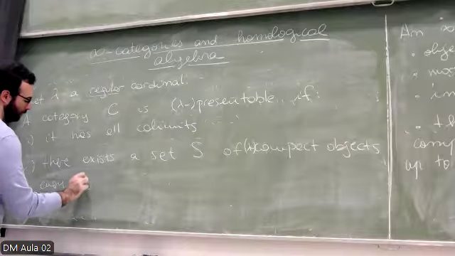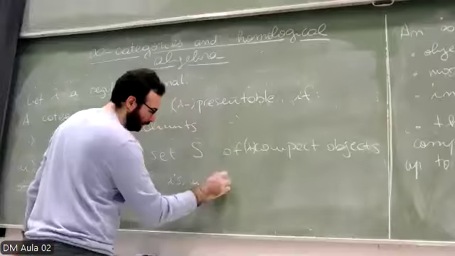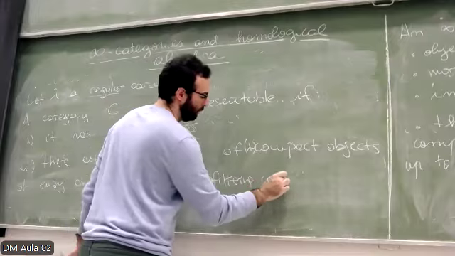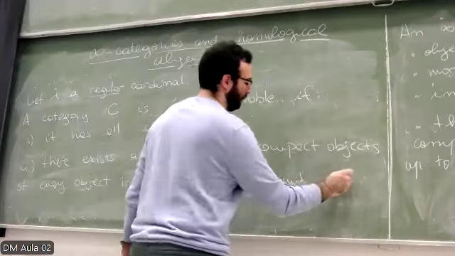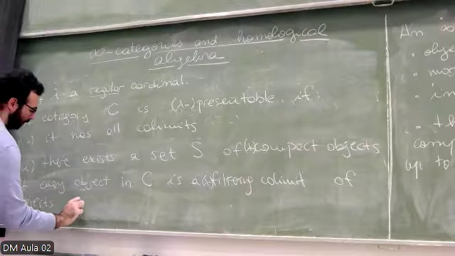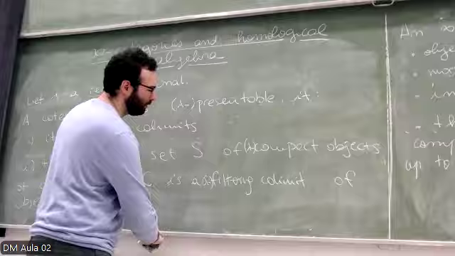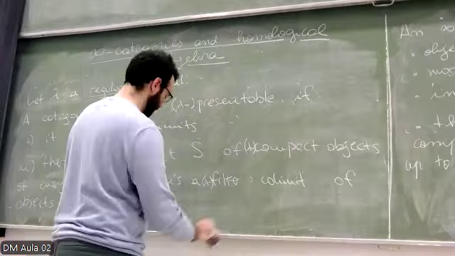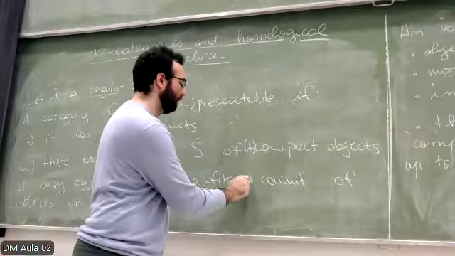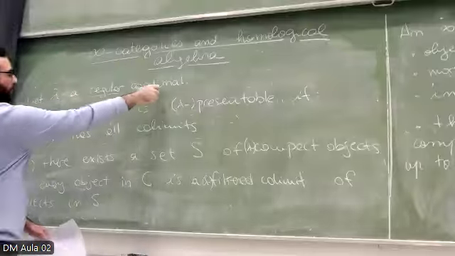every object in C is a filtered co-limit of objects in S. Filtered, filtering, maybe filtered. I think I might be wrong here, but I think both are in use, but just to be safe. A cardinal.